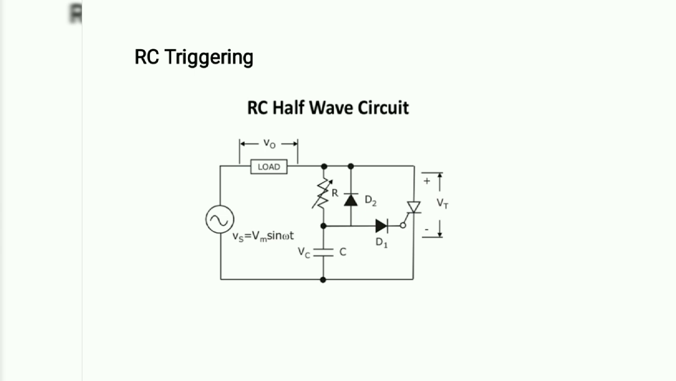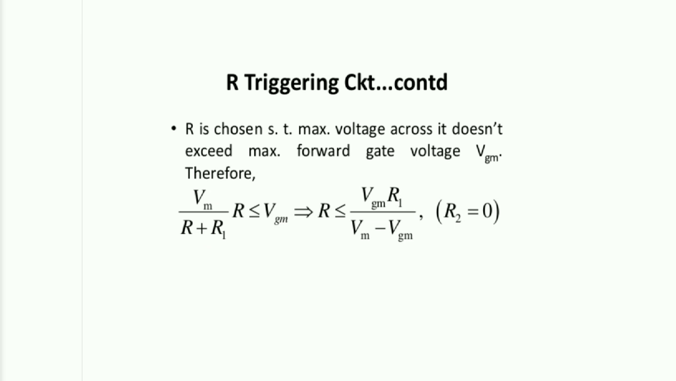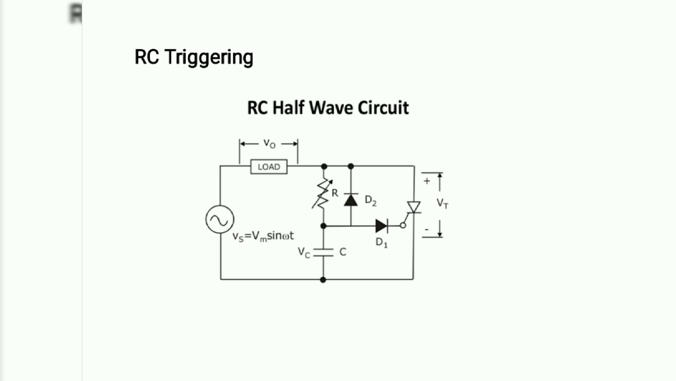Let us consider the negative half cycle. During the negative half cycle, this is negative and this is positive. The capacitor charges to a negative value, and that negative voltage is provided to the thyristor. So the SCR will not conduct, and the maximum amount of voltage will appear across the resistance.